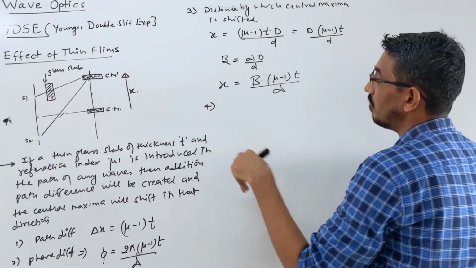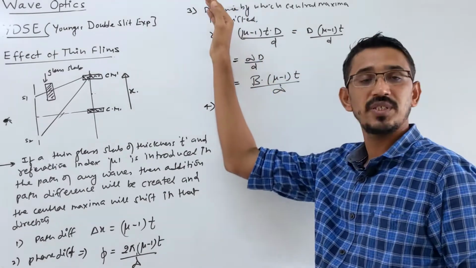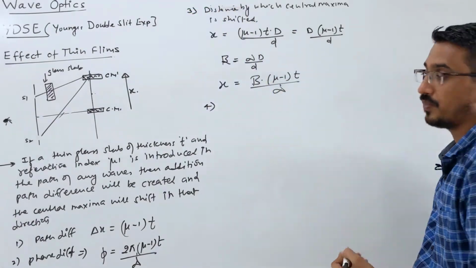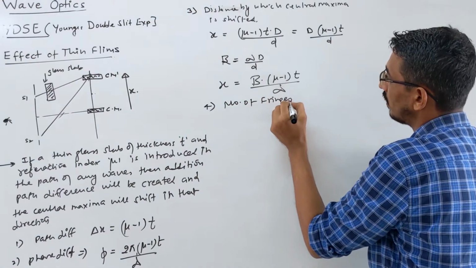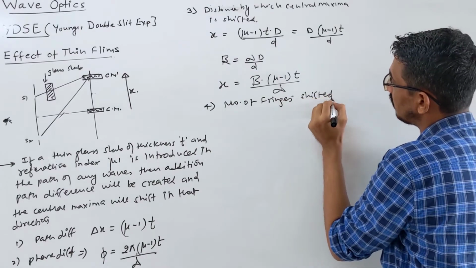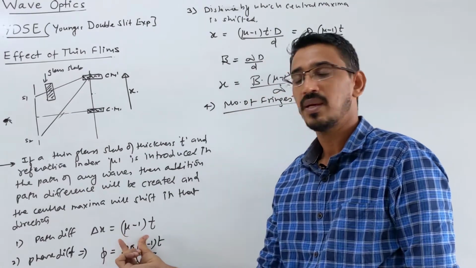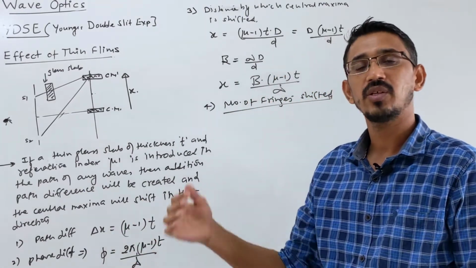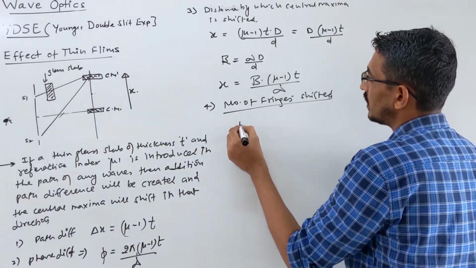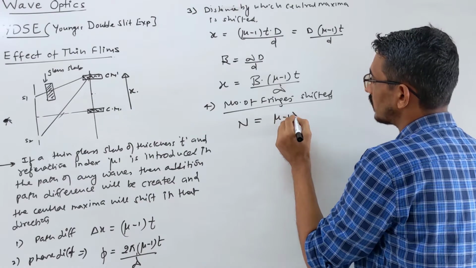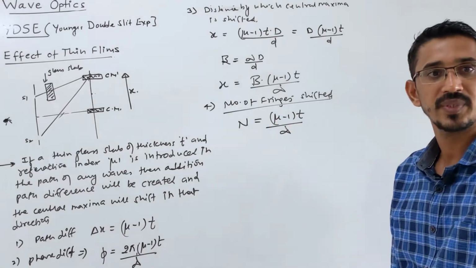The number of fringes shifting, by how many fringes are shifting upward, right? The distance by which it is shifting, the number of fringes also they can ask you. Number of fringes shifted, right? Now how many fringes shifted? Simply this is the additional path difference we created. This path difference, delta x, divided by its wavelength, you will get the number of fringes shifted. So number of fringes shifted, let's say n, is equal to (mu minus 1) into t, this is your path difference, by wavelength. This gives the number of fringes shifted, correct?